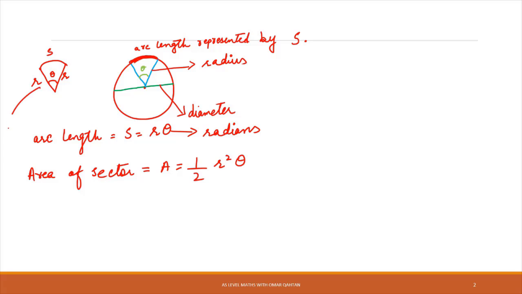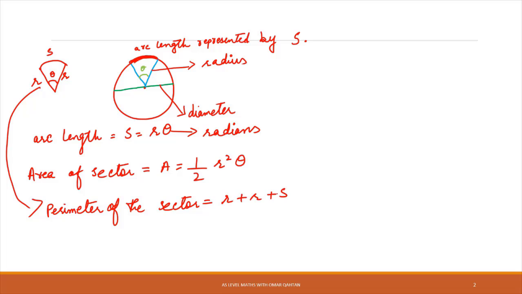If we want to find out the perimeter of the sector, then we have this R. Perimeter is just the boundary. So this is R with this R, so R plus S. So I can write it here, R plus R plus S, which will be 2R plus S.